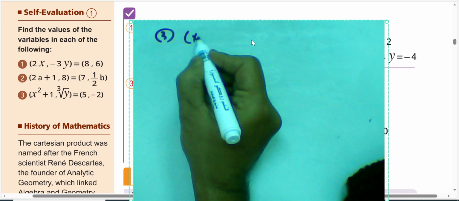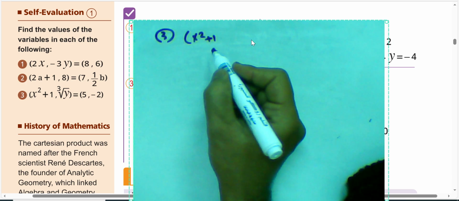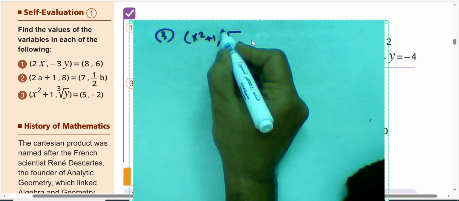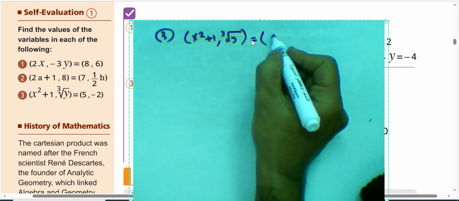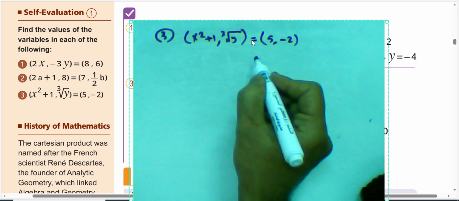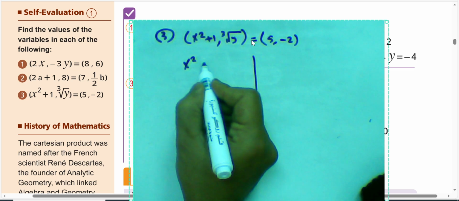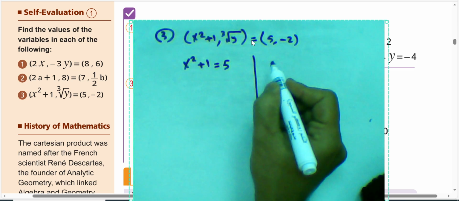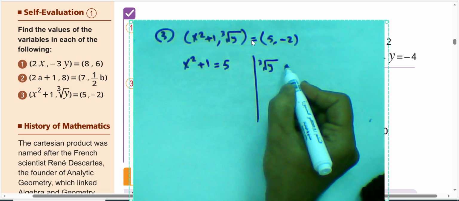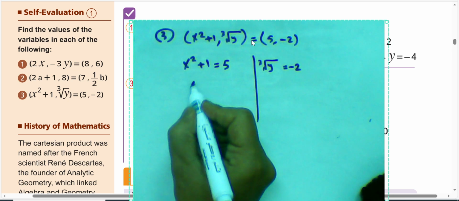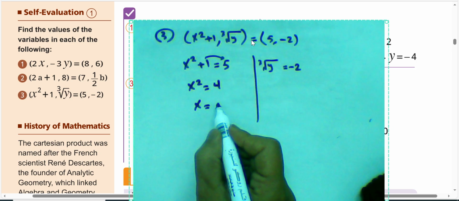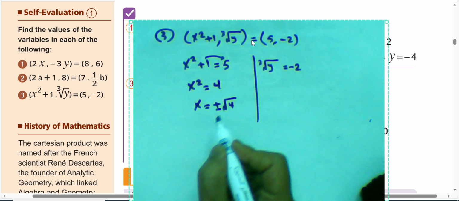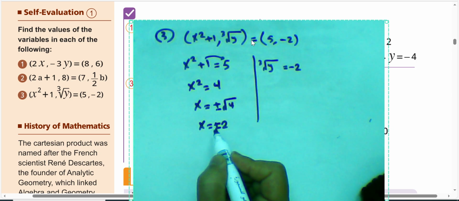The first component is x power 2 plus 1 and the cubic root of y is equal to (5, negative 2). Then x power 2 plus 1 equals 5 and the cubic root of y will be negative 2. Then x power 2 equals 5 minus 1, which is 4, and the value of x will be positive or negative square root of 4. Then the value of x will be positive or negative 2.